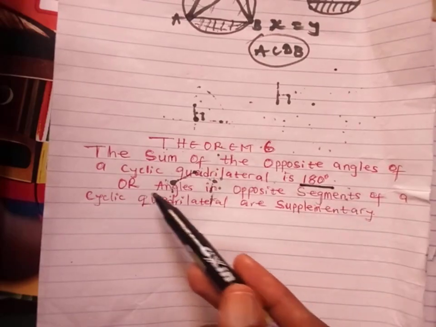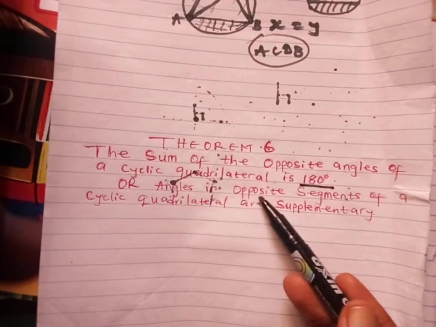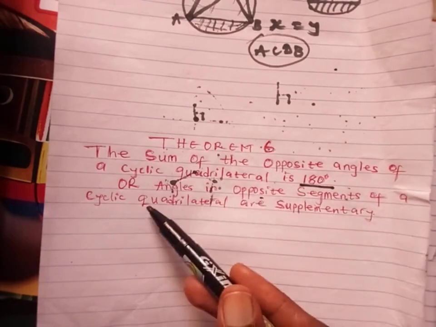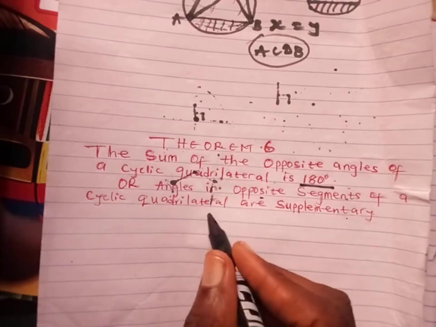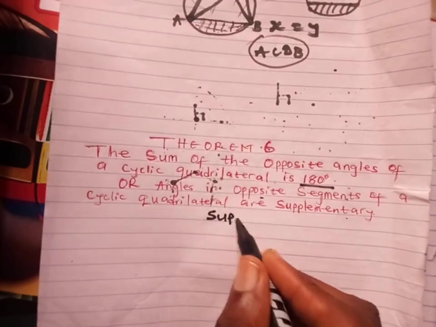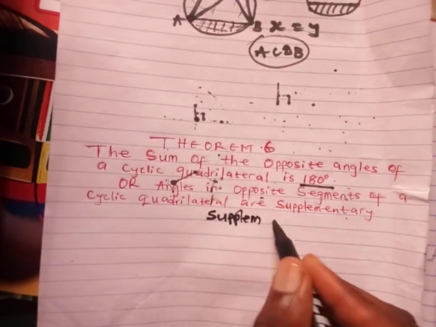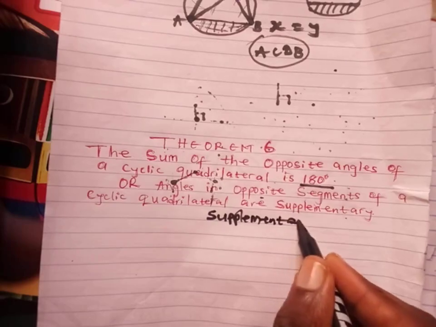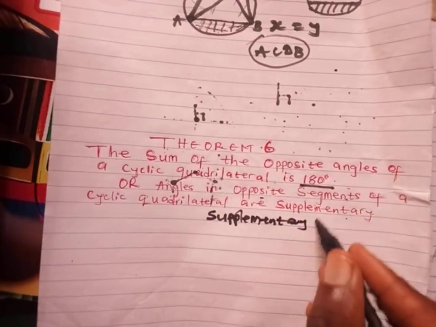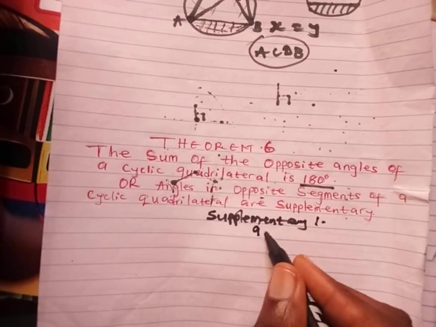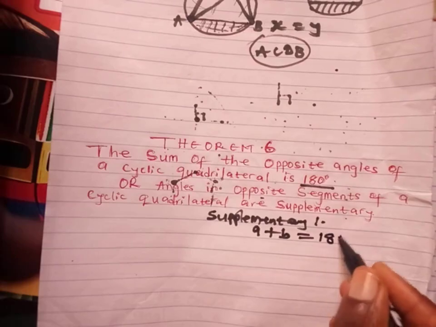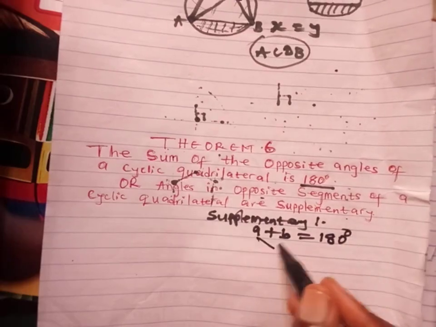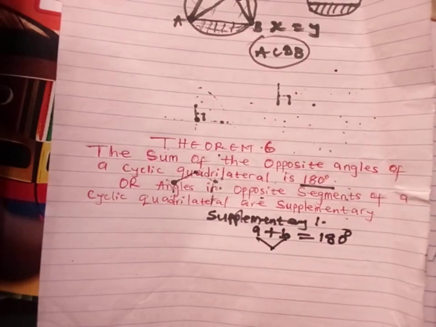The law could also be stated this way, that angles in opposite segments of a cyclic quadrilateral are supplementary. Take note that two angles are said to be supplementary when they are added up and it gives you 180. So if you have angle A plus angle B, and you add them up and it sums up to 180, we say that angle A and B are supplementary angles.